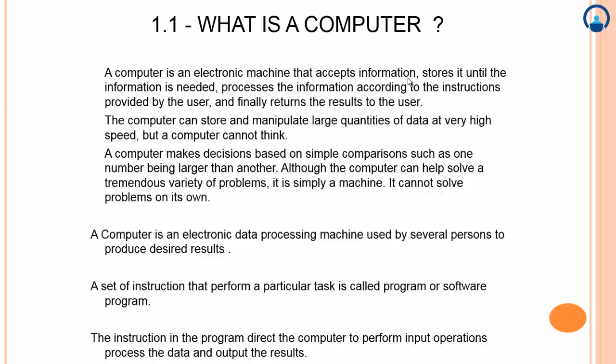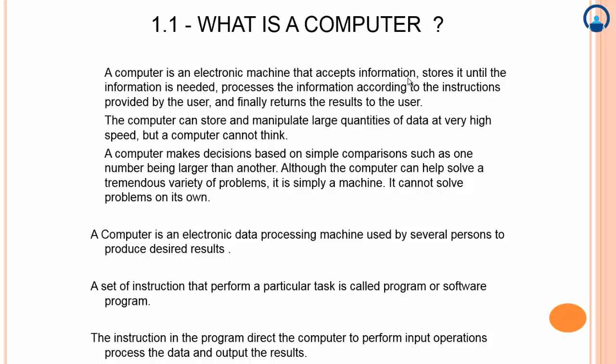A set of instructions that perform a particular task is called a program or software program. Means the instruction or the input which we are giving to the computer, it is called a set of programs or set of instructions. The instructions in the program direct the computer to perform input operations, process the data and output the results. As a user, means as an input we are giving instruction to the computer. After that it processes the data, and after that it gives the results to the output.